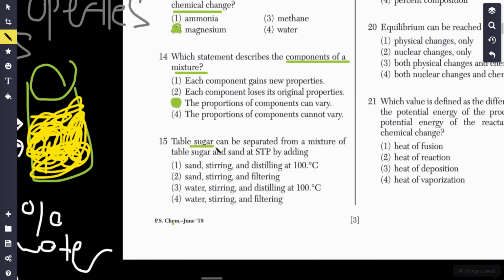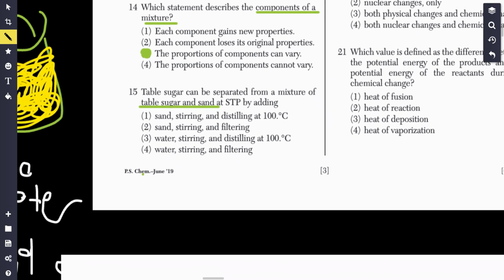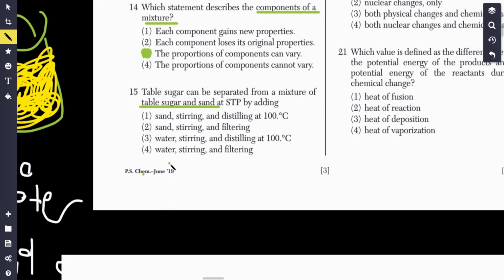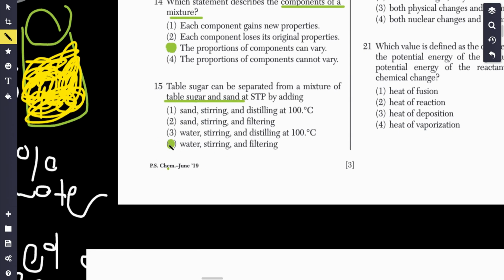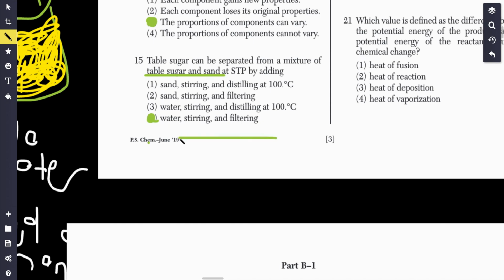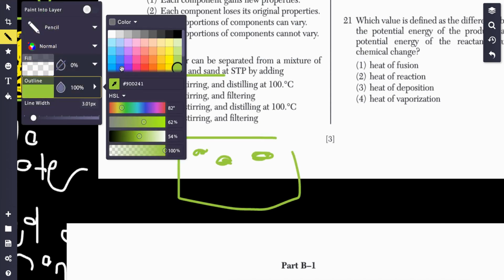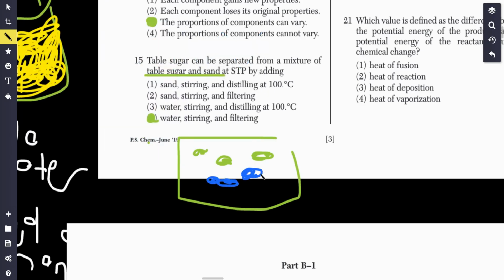Table sugar can be separated from a mixture of table sugar and sand at STP by what? Water, stirring, and filtering. All right, I think this one should be number 4, and the reason why is because let's say the green things are sand, and the blue things are my sugar. Now, let's say I add water into this. My first step is I add water.